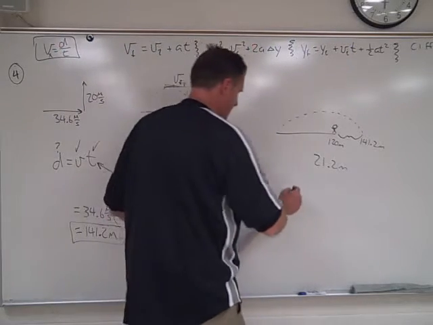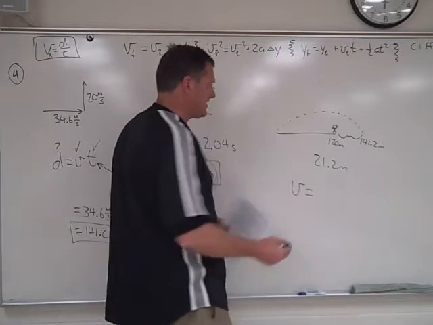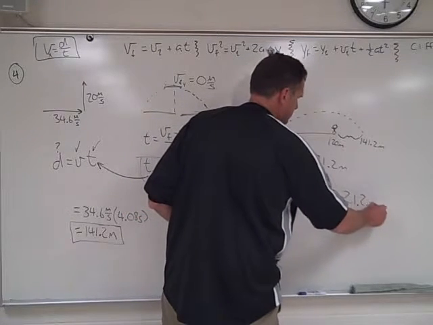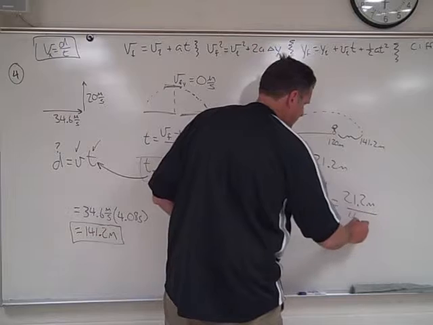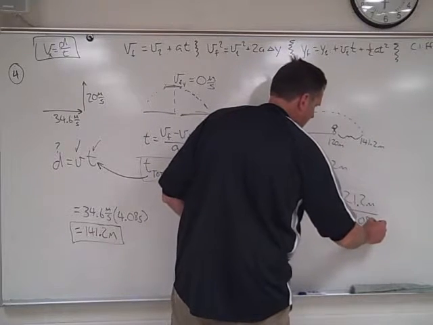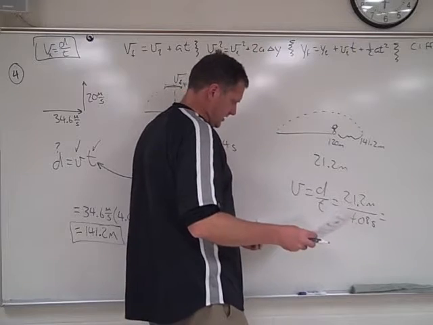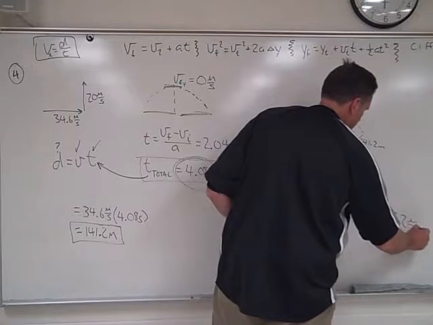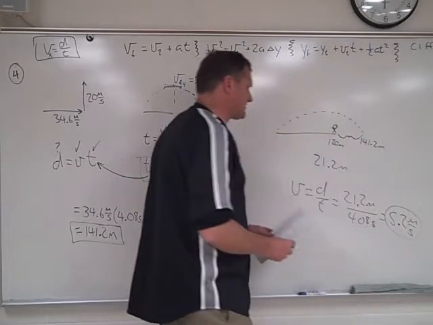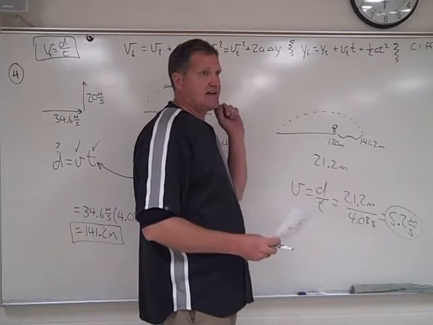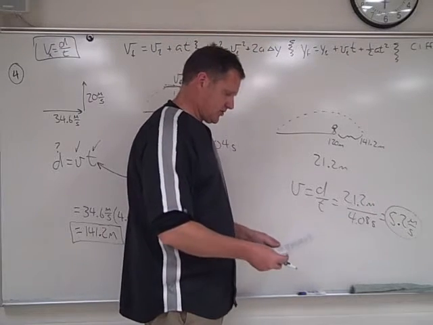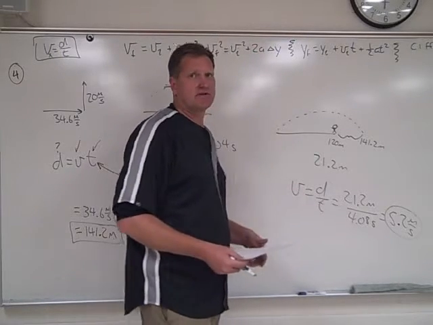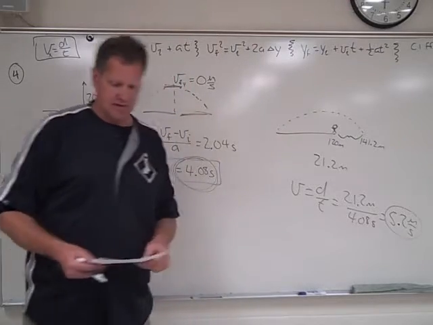So the outfielder's velocity is equal to distance over time. The distance is 21.2 meters, and the time is 4.08 seconds. So he has to run at 5.2 meters per second. That's how fast the baseball player has to run to catch the ball, and he has to be running away from the batter. And I think your answer sheet says 5.24 meters per second. Again, it all has to do with rounding, so don't worry about 5.2, 5.24. That's problem number 4.